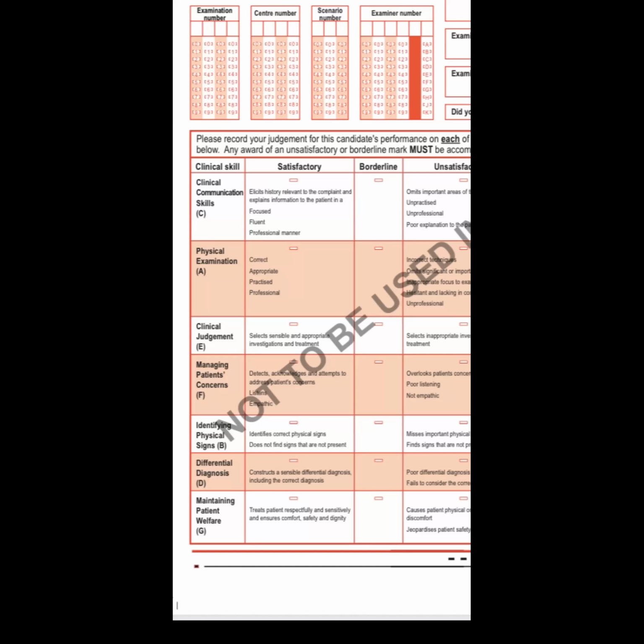And when you fail this skill, you will not fail the station, you will fail the entire exam. Okay, you have got only 4 marks to lose. Okay, 5 marks, you will not lose only the station, you will lose the entire exam.